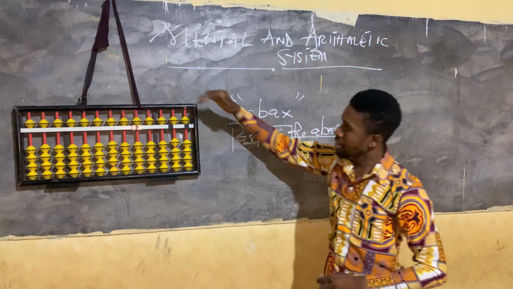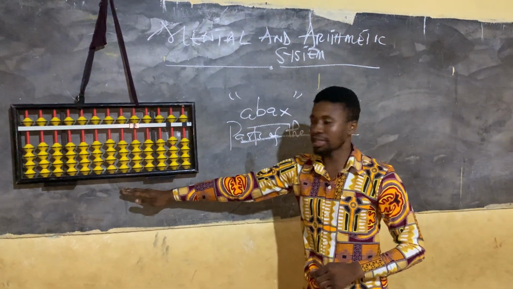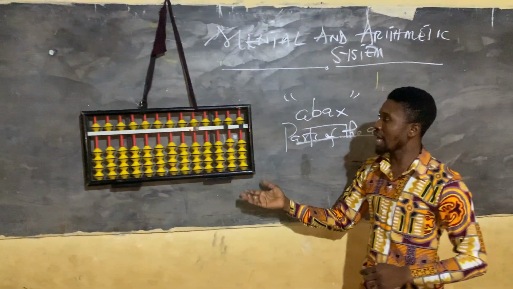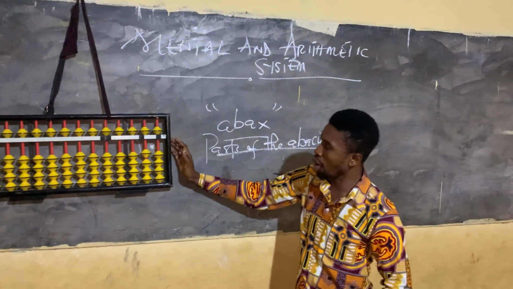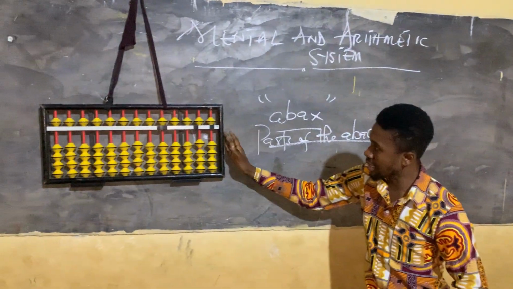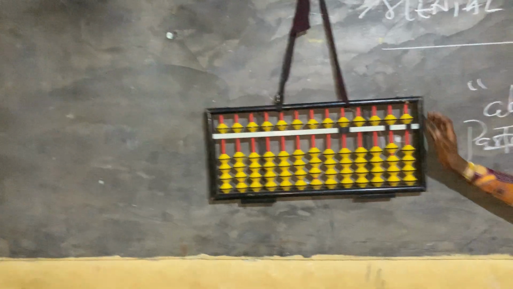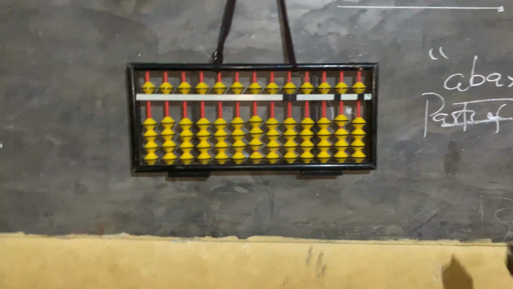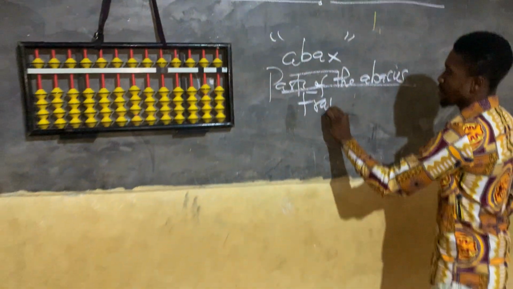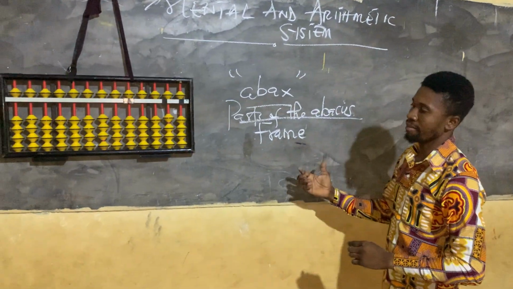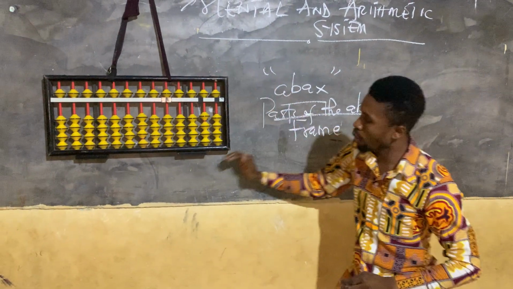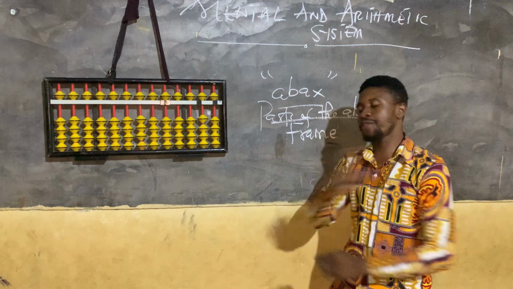First, the outermost part of the abacus. When I mean the outermost part, I mean the wooden block, the rectangular shape. This, the outermost wooden black part that you see, has a name, and this part is called frame. So the outermost part of the abacus is called frame.